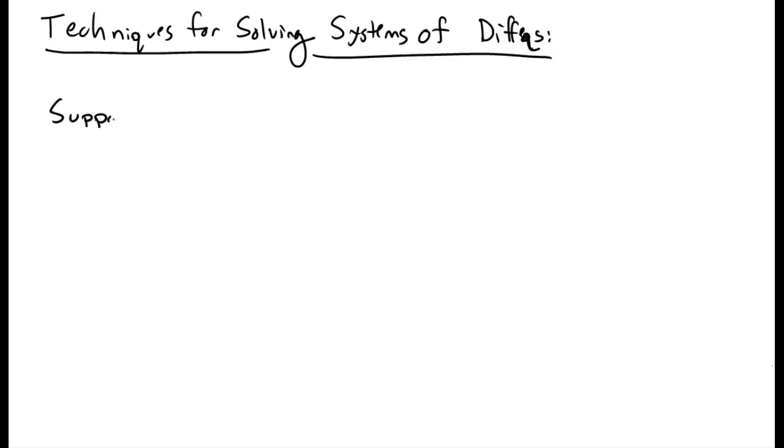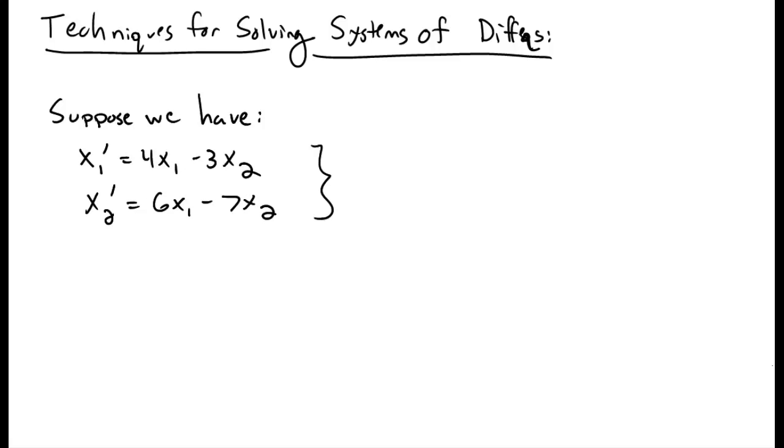Let's now talk about some techniques for solving systems of differential equations. So suppose we have the system of differential equations given here. x1 prime is 4x1 minus 3x2, and x2 prime is 6x1 minus 7x2. So this is a system of first-order differential equations.